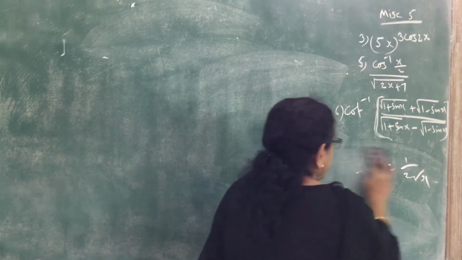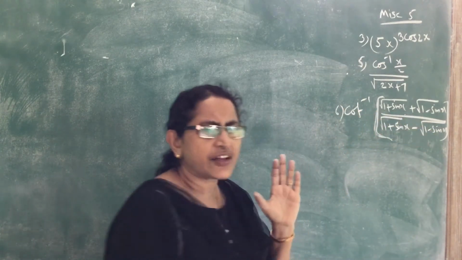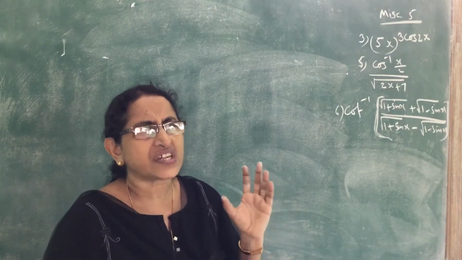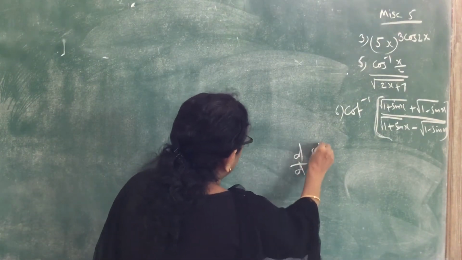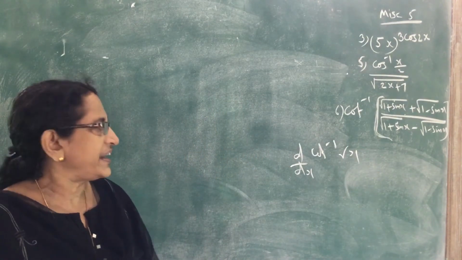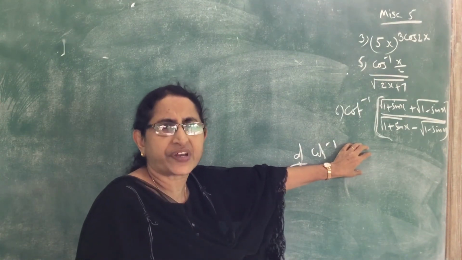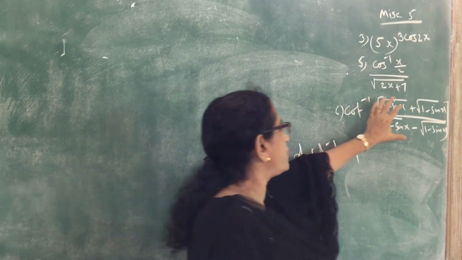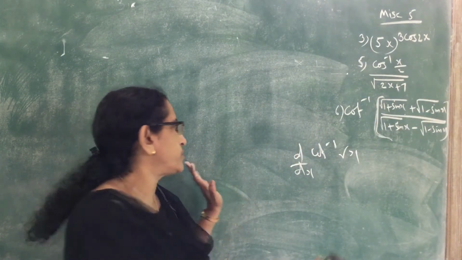Cot inverse of root of 1 plus sin x plus root of 1 minus sin x, see, this is in the form cot inverse. If it is a small function, suppose d by dx of cot inverse root x, directly we can apply the formula. But in the place of x, root x, so we have to multiply by the derivative of root x. That is enough. But here, inside the inverse, is a very big function. So we have to simplify that, then only we can do differentiation.